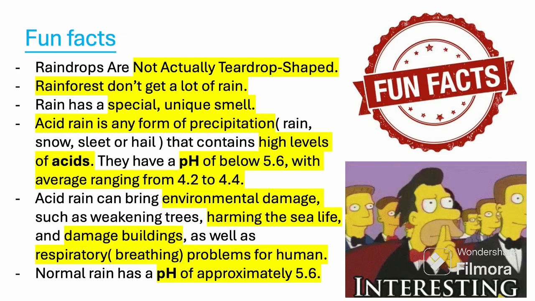Acid rain is any form of precipitation, rain, snow, sleet or hail that contains high levels of acids. They have a pH of below 5.6, with average ranging from 4.2 to 4.4. Acid rain can bring environmental damage, such as weakening trees, harming the sea life, and damaging buildings, as well as respiratory, breathing problems for humans. Normal rain has a pH of approximately 5.6.